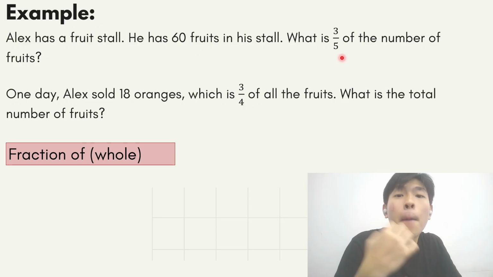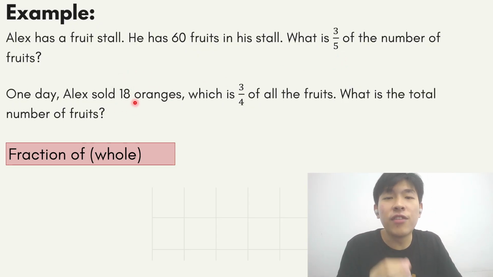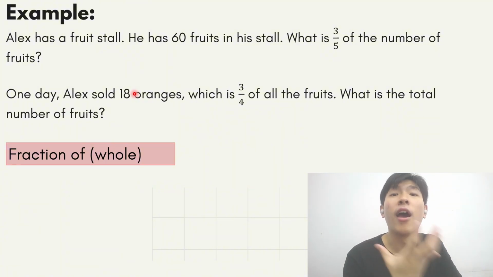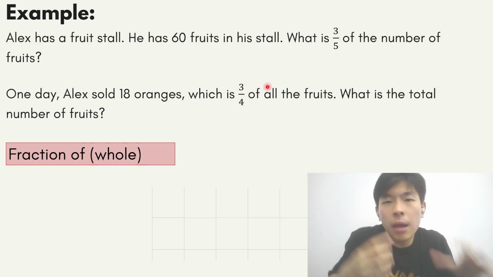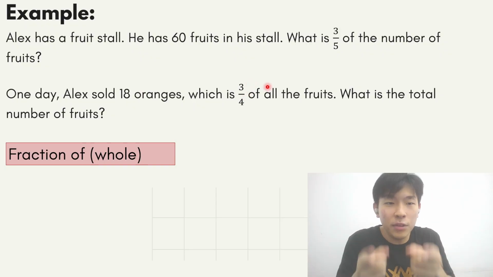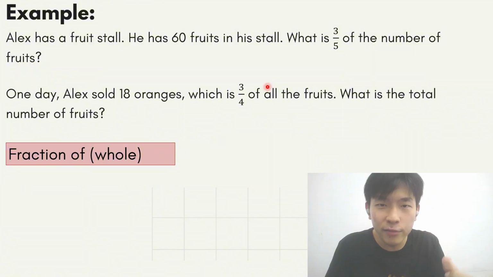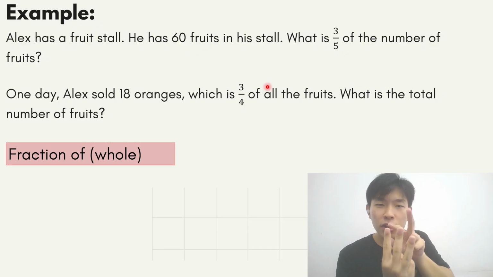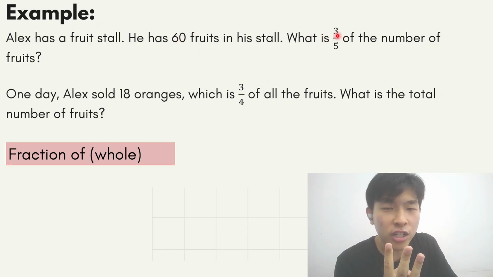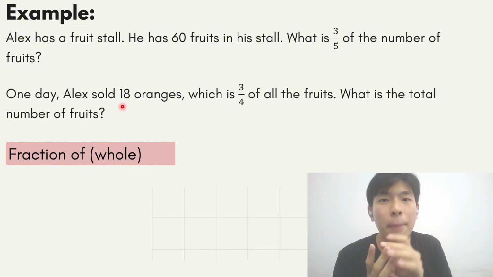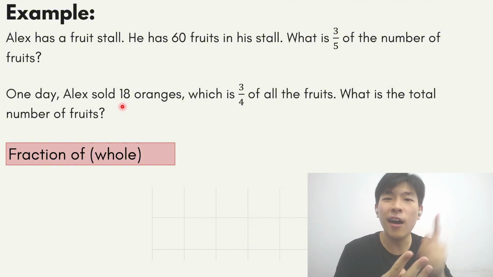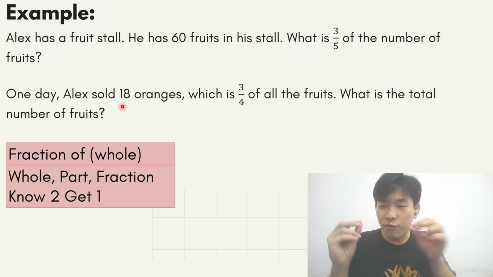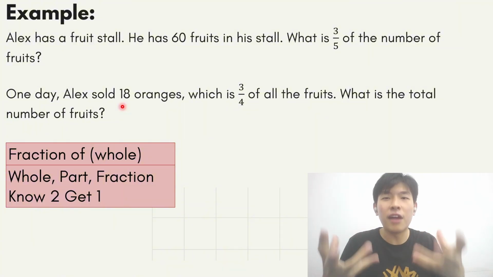3 over 5, a part of my whole. And here, I am given my part. This 18 oranges is part of all the fruits, my whole. Then I'm also given the fraction, but I'm not given my whole. I want to find my whole. And we see that we are able to find my whole. So we see that these 3 things, whole, part, fraction, we actually know 2 of them. Here, I know whole, I know fraction, I'm able to get my part. And here, I know my part, I know my fraction, I'm able to get my whole. So this is actually a know two get one relationship here. Whole, part, fraction is a know two get one relationship.